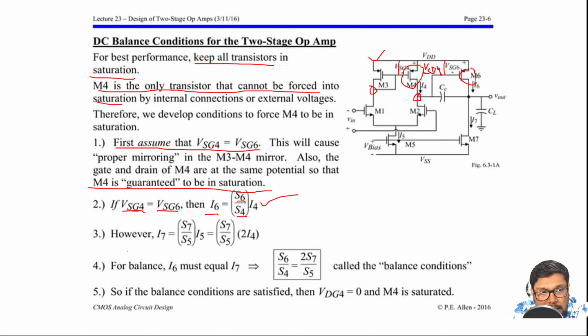And I7 current depends upon S5, because of how much current is going through this one and how much through this one. So in this equation, I7 equals S7 by S5 times 2 I4, because the current going through M5 is 2 times I4. So for balancing, I6 should be equal to I7, and for that this equation comes: S6 by S4 is equal to 2 times S7 by S5, called the balance condition.